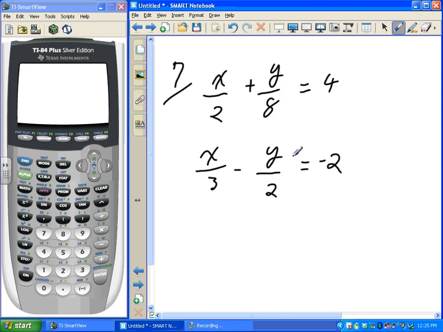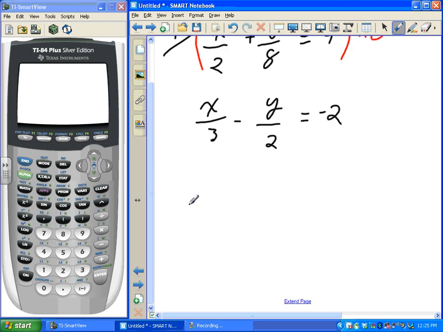Think of the same types of stuff we're doing with elimination. I want to get rid of all of my fractions, all these denominators at the bottom. So I'm going to multiply the first equation by a common factor of the first two denominators, and the second equation by a common factor of the next two denominators to eliminate them all. So for the first equation, a common factor of 2 and 8, does anyone know? 8. So I'm going to multiply this entire equation by 8.